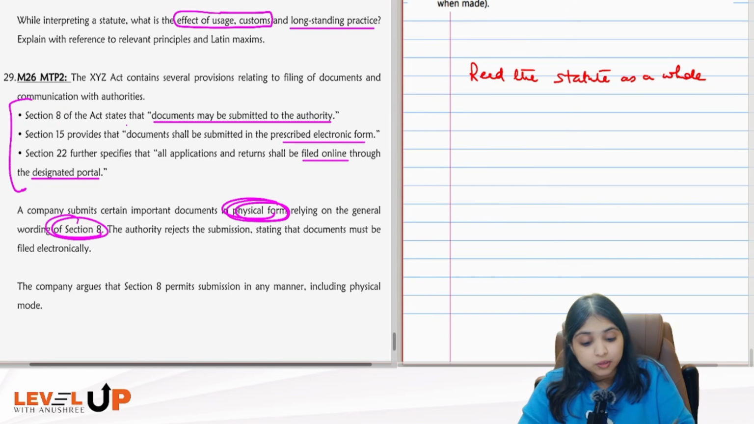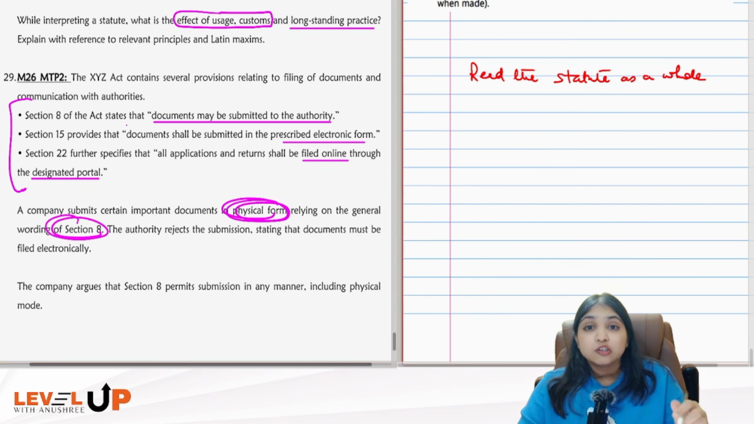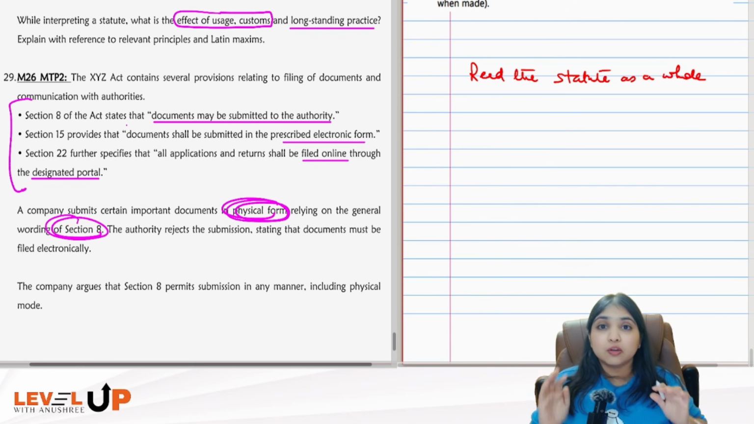authority. It doesn't say the mode. But we have Section 15 which says electronic form. We have Section 22 which says to be filed online. So you're supposed to do a joint reading of all the sections together. Do not read each section as an independent entity altogether. No, do a combined reading of all the sections together.